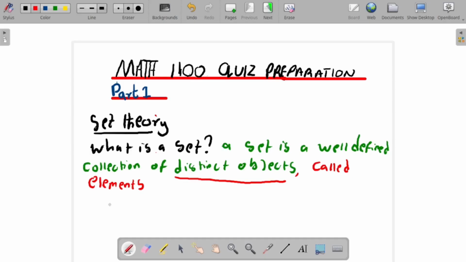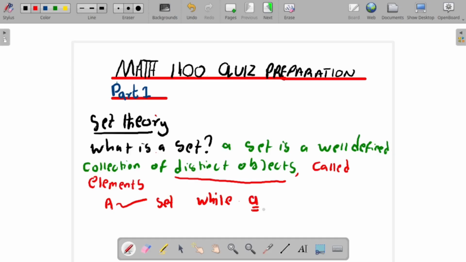So a set is going to be denoted by a capital letter. So when you see a capital letter, just know that something like that is a set. While elements are going to be denoted by a lowercase letter. In this case, it's a small letter. So small letters are for elements, while capital letters are basically for a set.